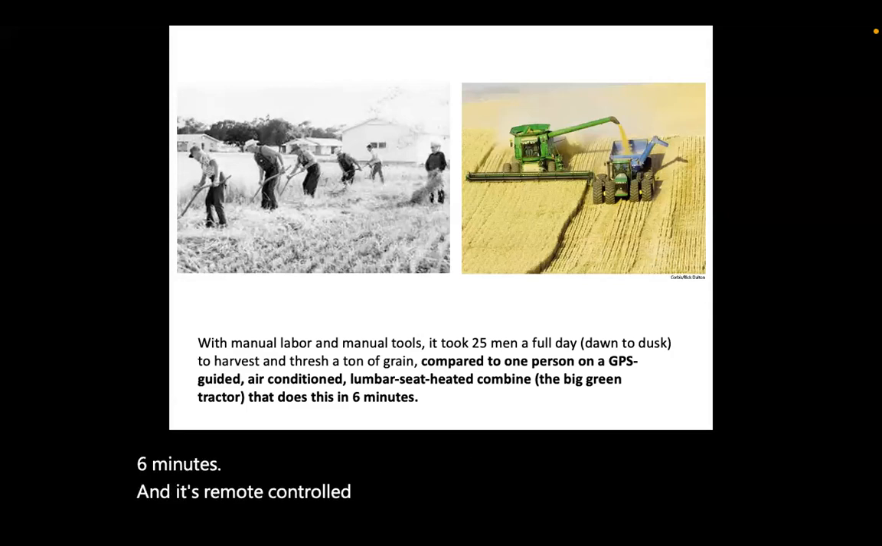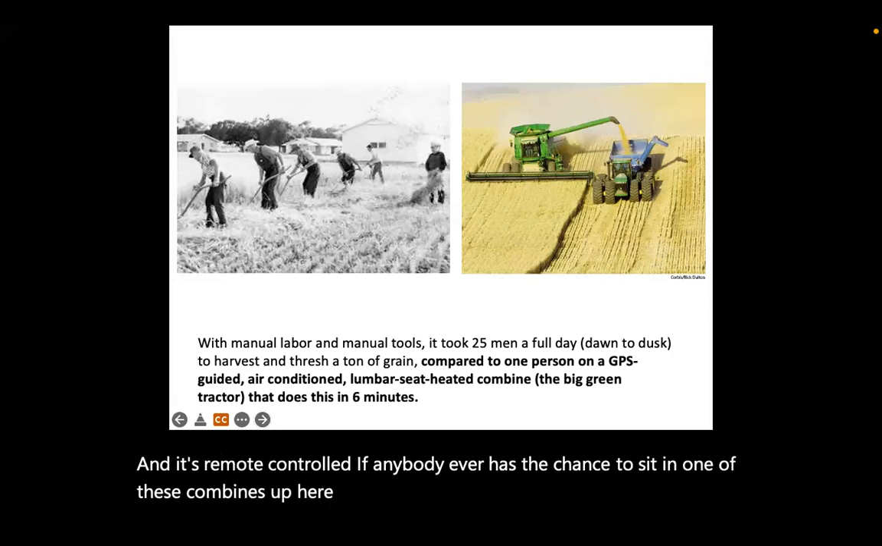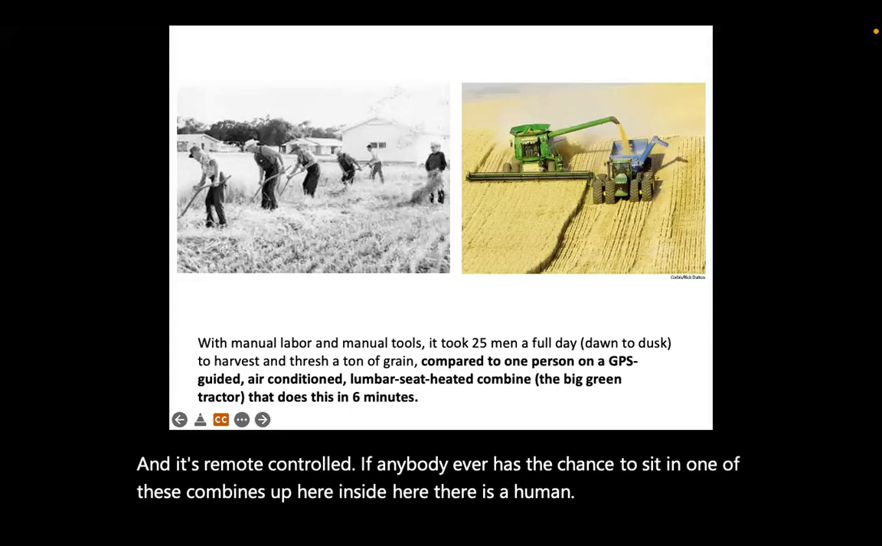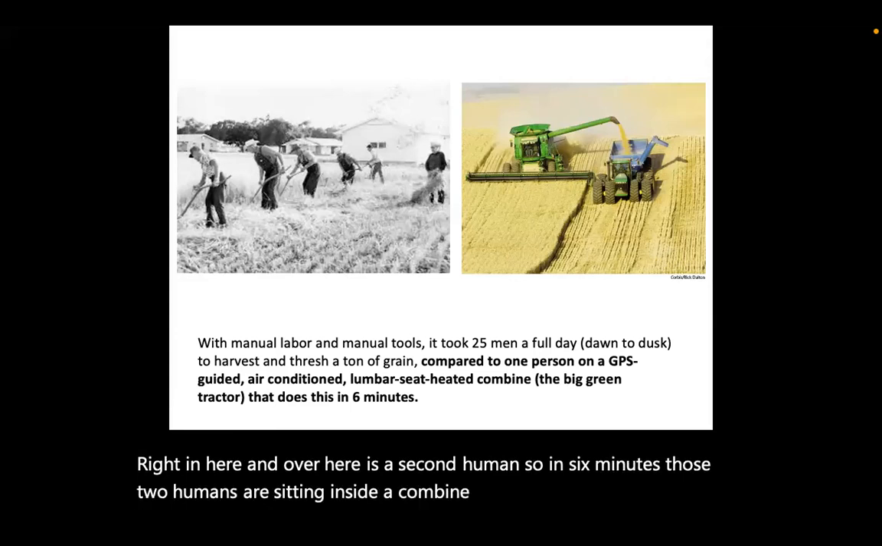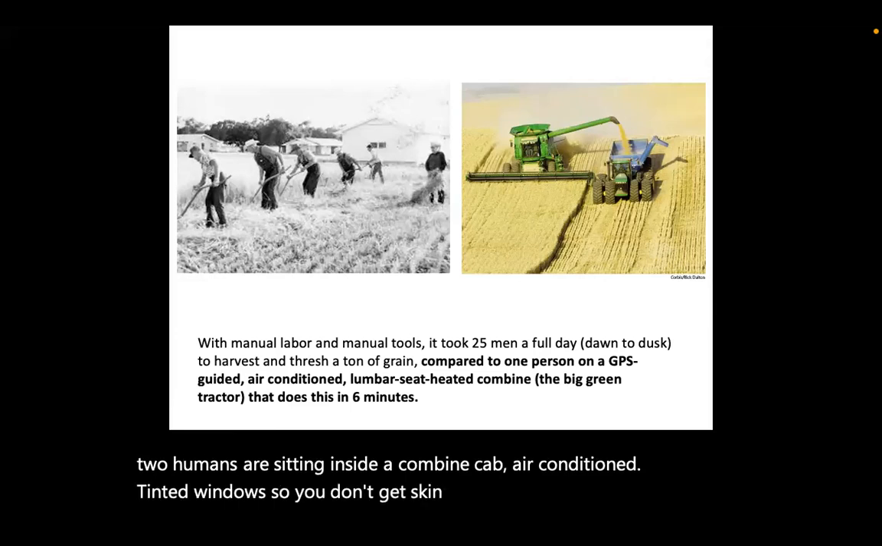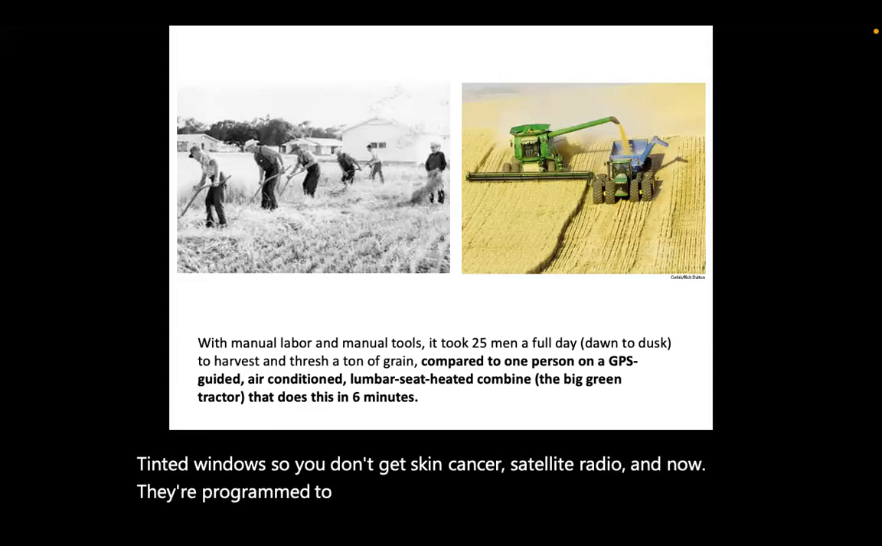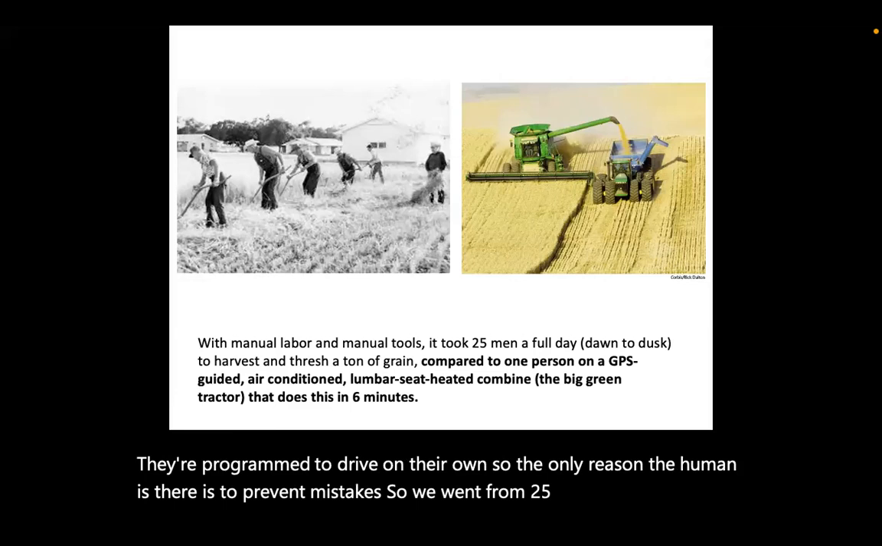If anybody ever has the chance to sit in one of these combines up here, inside here, there is a human right in here. And over here is a second human. So in 6 minutes, those two humans are sitting inside a combine cab, air conditioned, tinted windows so you don't get skin cancer, satellite radio, and now they're programmed to drive on their own. So the only reason the human is there is to prevent mistakes. So we went from 25 men all day long to 6 minutes.